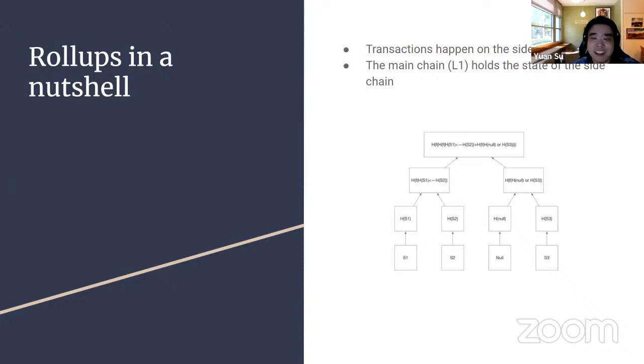Because the actual transaction doesn't matter. As long as we can save and verify the state root of all the transactions, then all those transactions are valid. And that's the whole premise of a rollup. Of course, it's a very simplified version of rollup.